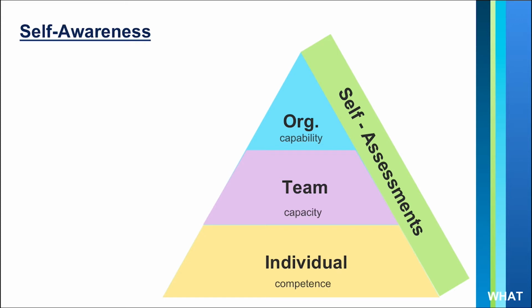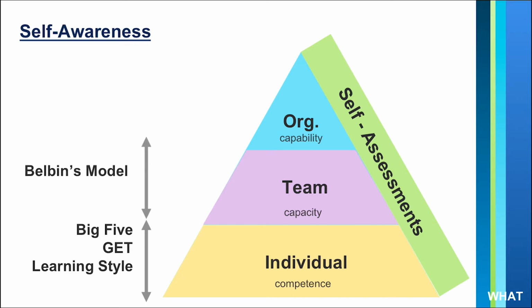Here, I will assess myself in 3 big categories, which are individual, team, and organization. My individual competence will be assessed using learning style tests, entrepreneurship tests, and Big 5 personality tests. My team capacity will be assessed using Belbin's team role model, while my organizational capability will be assessed using my leadership capabilities test. Moreover, I will assess myself as a whole using my 4 key attributes.